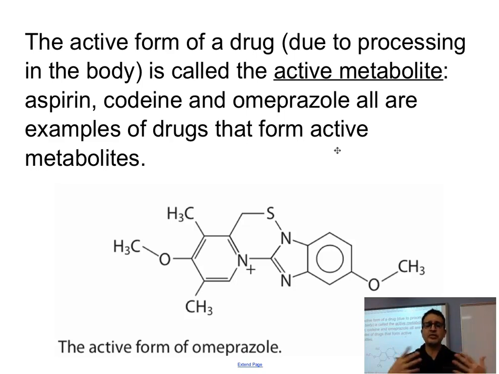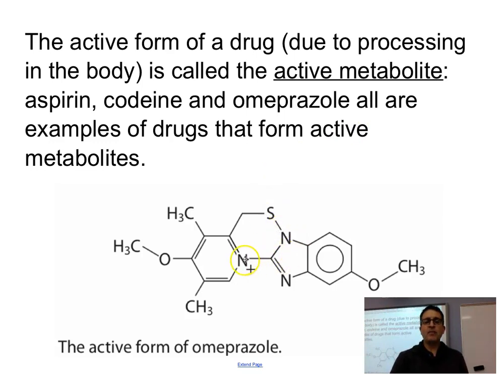So those are kind of the common reasons why drugs sometimes require an active metabolite. We have one form that will allow it to be delivered more easily, to protect it from breaking down in a particular medium, and then when it gets to the right place, it becomes its active form. So omeprazole has this particular interesting structure.